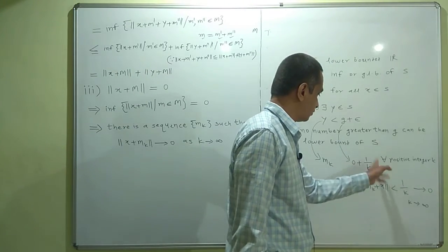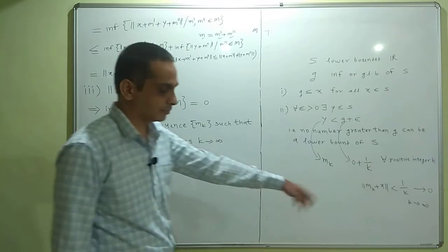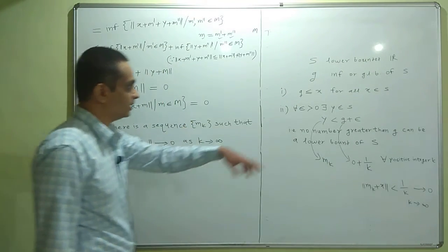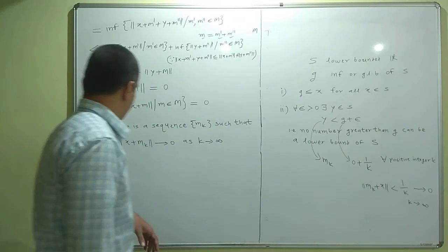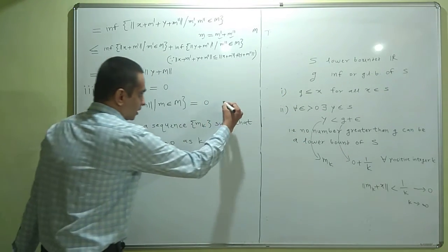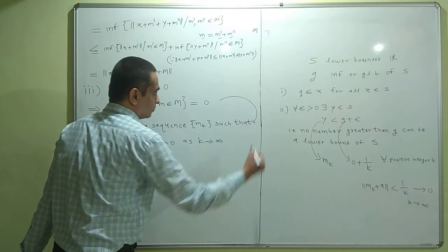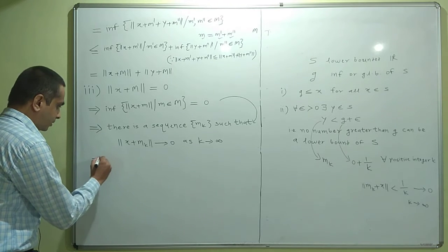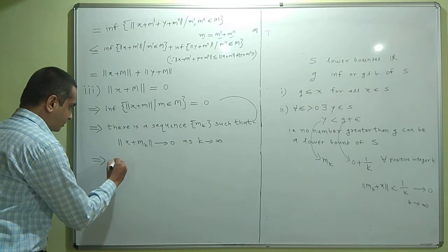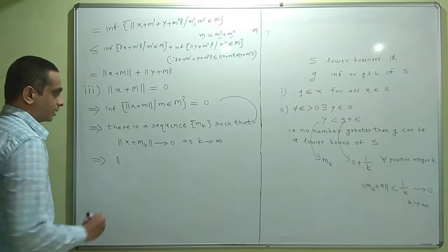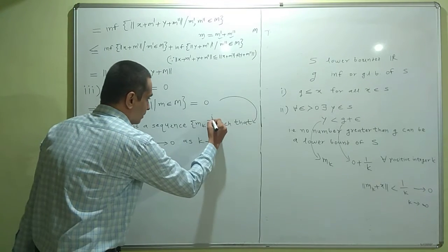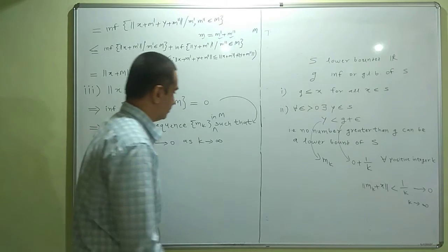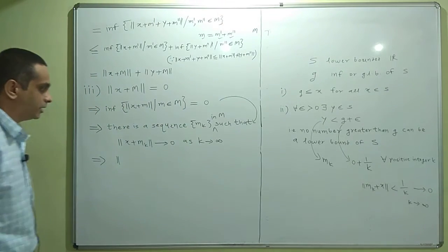You take 1 by k or 1 by 2 raised to k, and we can observe that there exists some sequence mk by using the definition of infimum. So remember that in this step we are using the definition of infimum. This implies there is a sequence mk in M, because mk exists in M. It is of course in M.